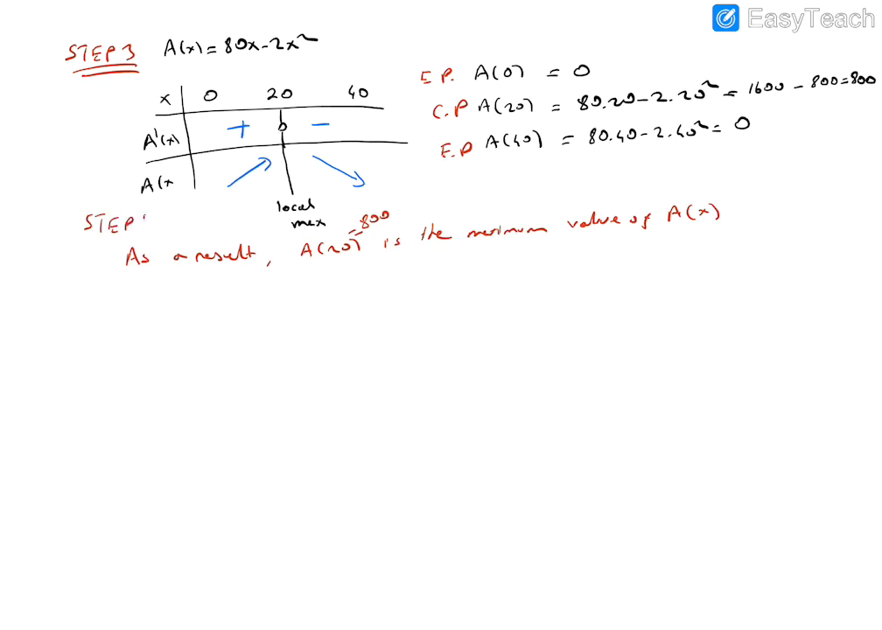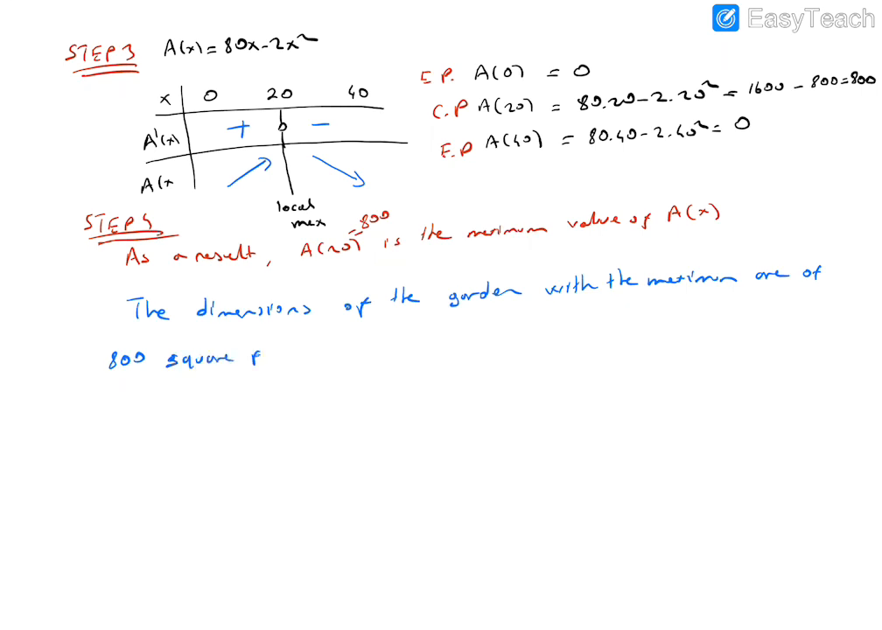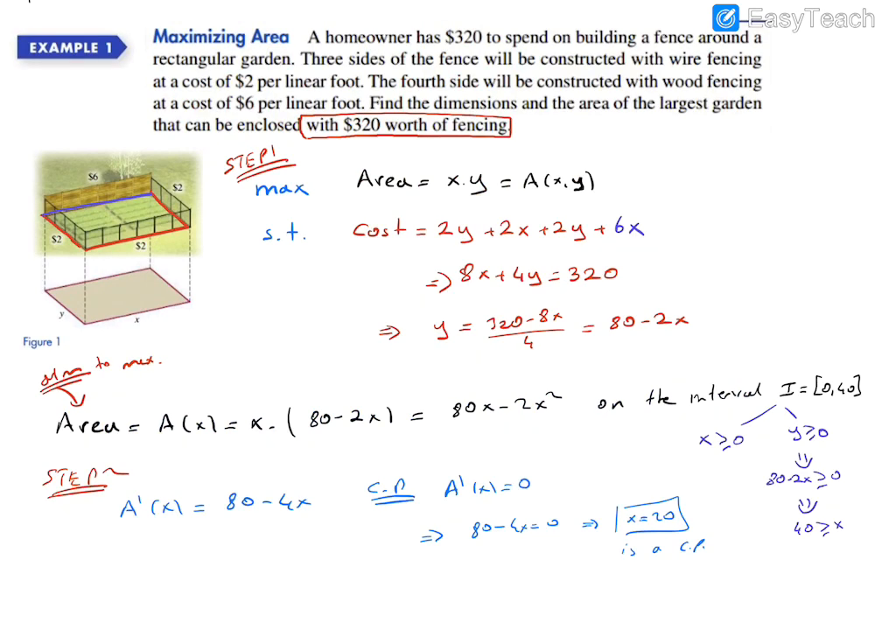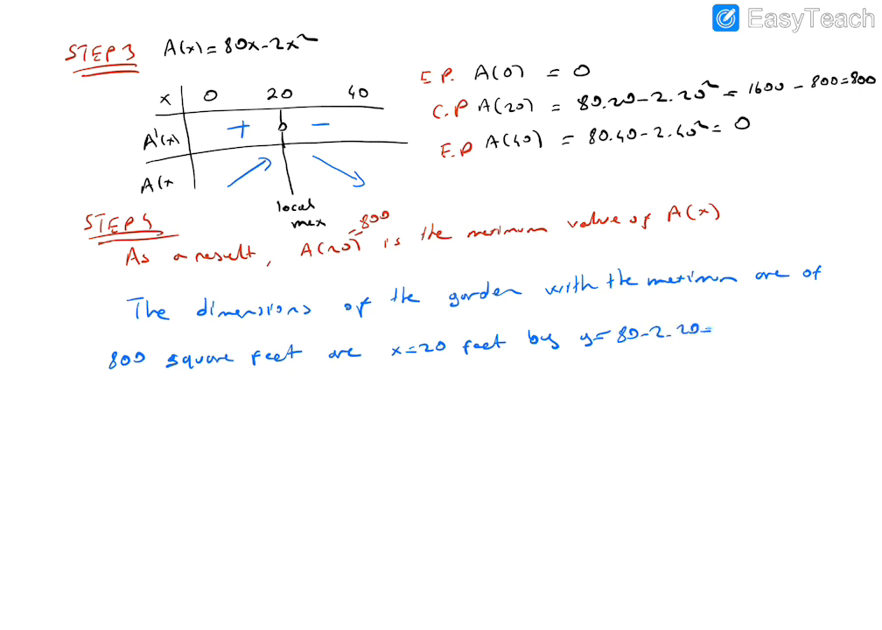Step 3, I just wrote for the area. Step 4. So for the dimensions, we can say that the dimensions of the garden with the maximum area of 800 square feet are: x is 20, so x equals 20 feet by y equals, we can calculate quickly here, 80 minus 2x, y equals 80 minus 2 times 20, which is 40 feet.